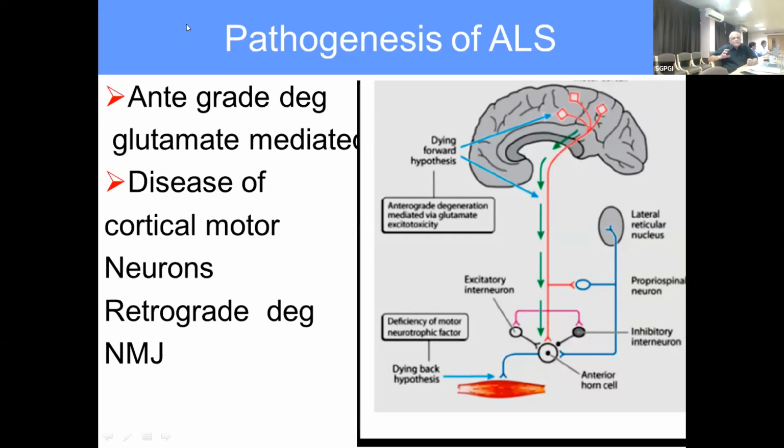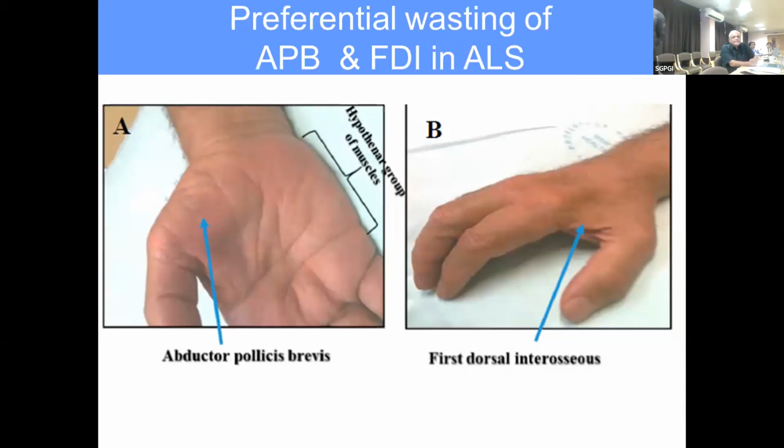And with cortical stimulation techniques, I had referred that it may be because the problem may be that of antegrade degeneration. Now you see, this is the most important thing you will notice, that it is the thumb muscles which are selectively affected in ALS. I mean, the split hand index is very positive in ALS because the thumb is mainly affected.